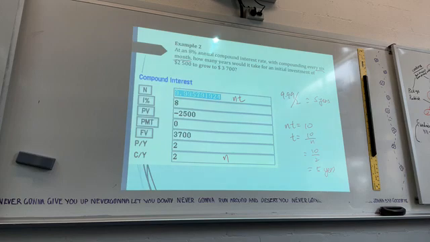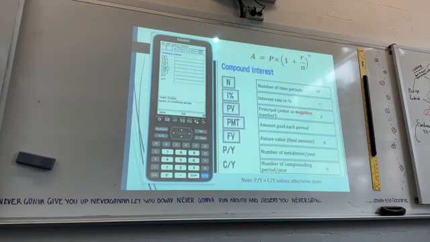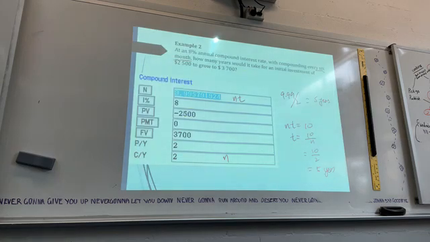That is the number of periods. Go back here. That is the number of time periods. So the number of time periods is 10 periods. Each period is 6 months. Okay. Got it? Everyone happy with that?